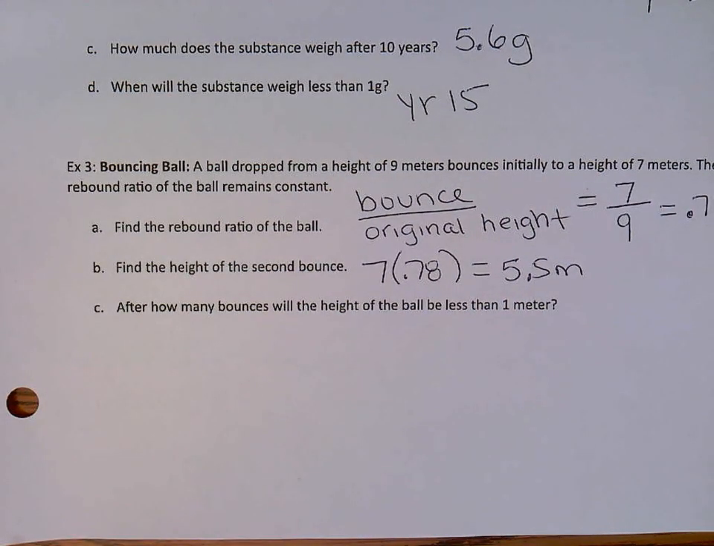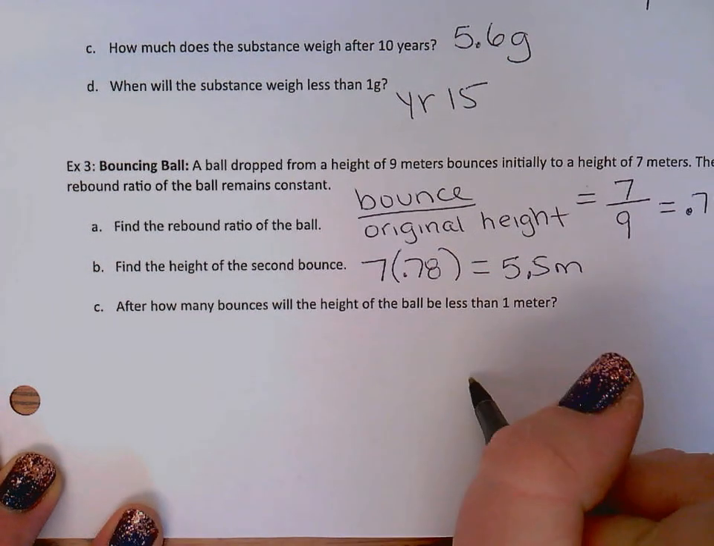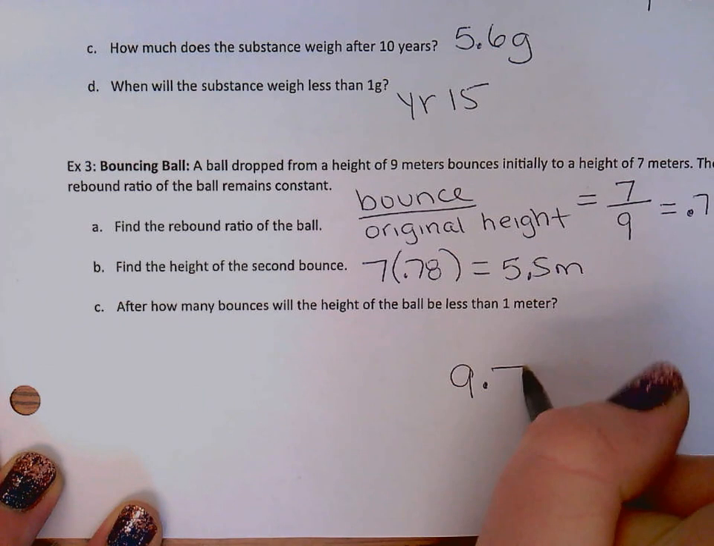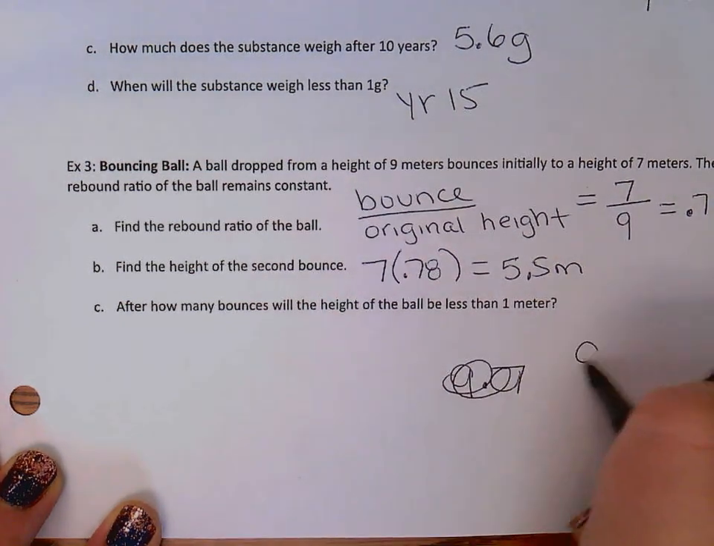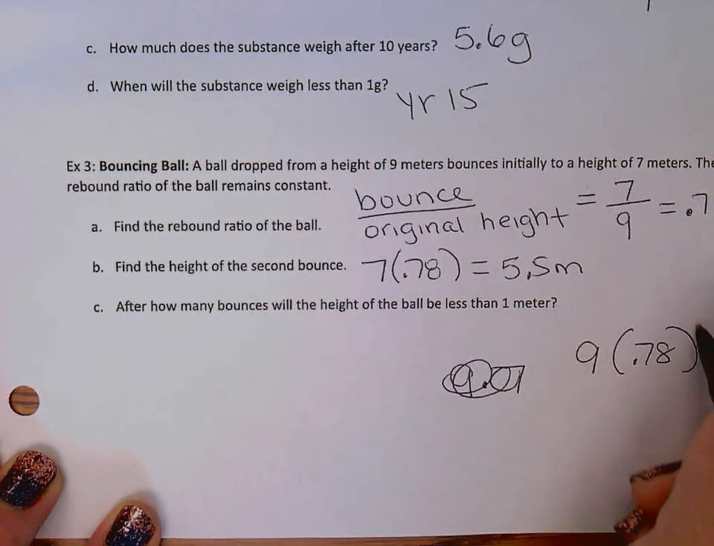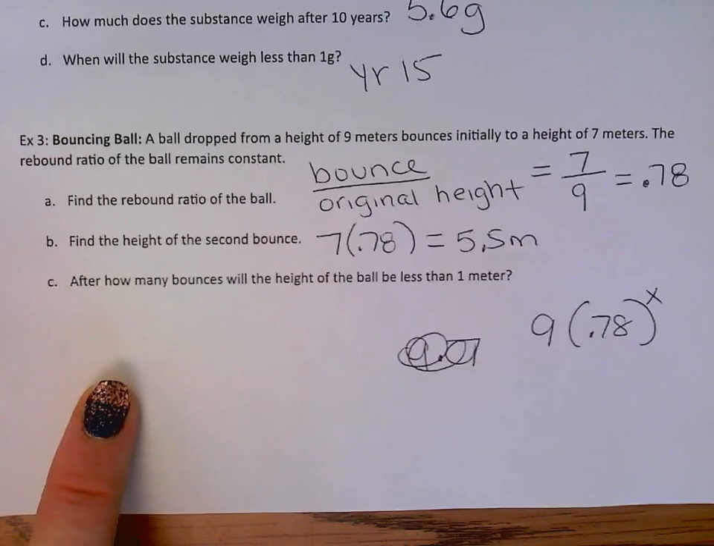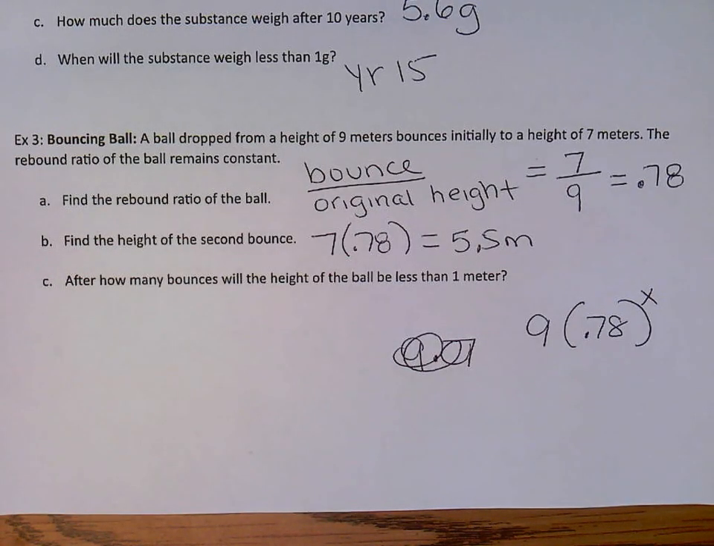And then how many bounces till the height is less than 1 meter? So either plug your equation in, right? It would be 9 times 0.78 to the x, and you could plug in different numbers for x or use your table. Why don't you try that one? See what you get for an answer. Because if I just do it, you're never going to figure out how to do it on the calculator yourself. I already know how to do it on the calculator.